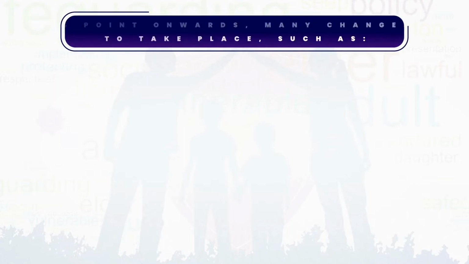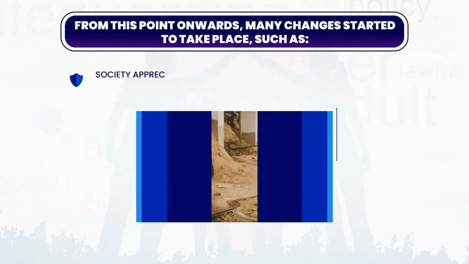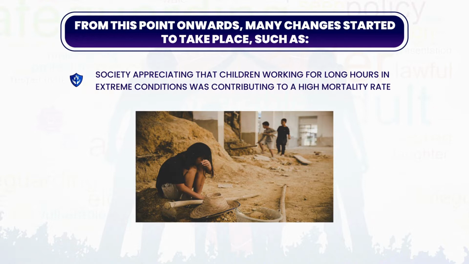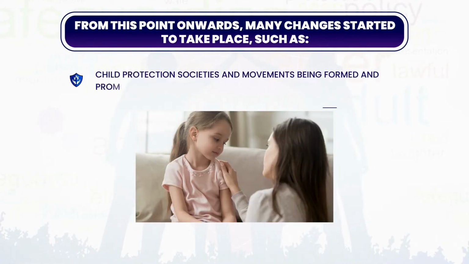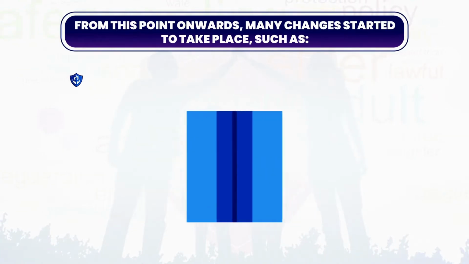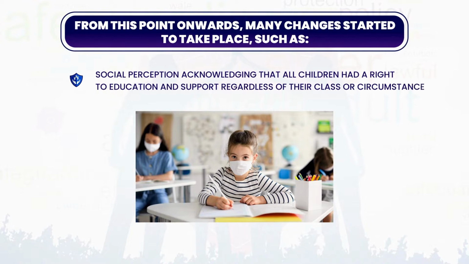From this point onwards, many changes started to take place, such as society appreciating that children working for long hours in extreme conditions was contributing to a high mortality rate. Child protection societies and movements were being formed and promoting the need for safeguarding them. Social perception was also acknowledging that all children had a right to education and support regardless of their class or circumstance.